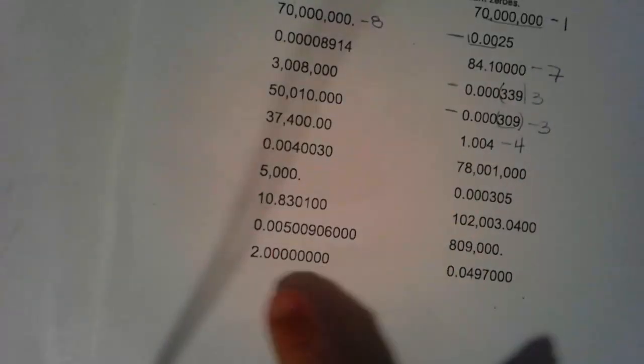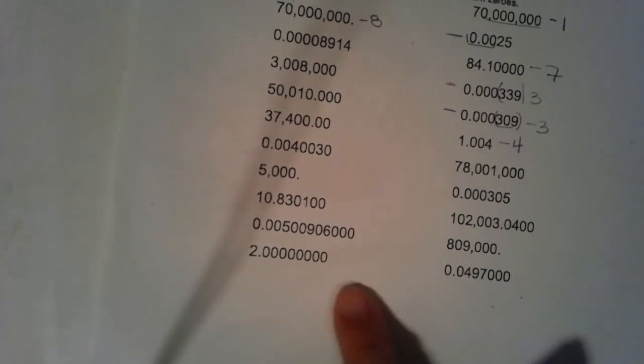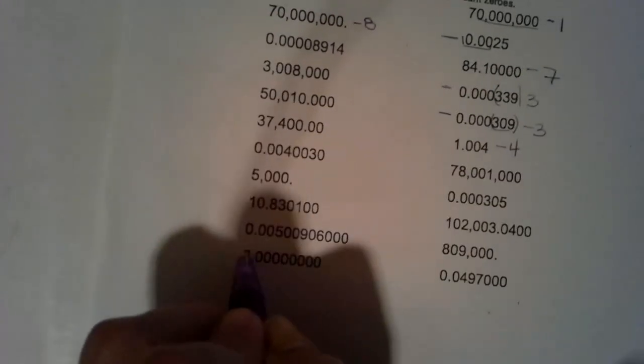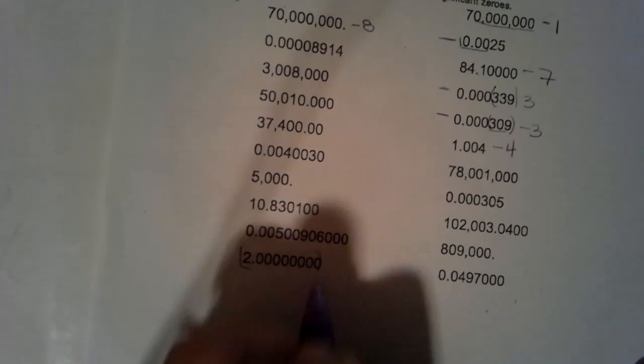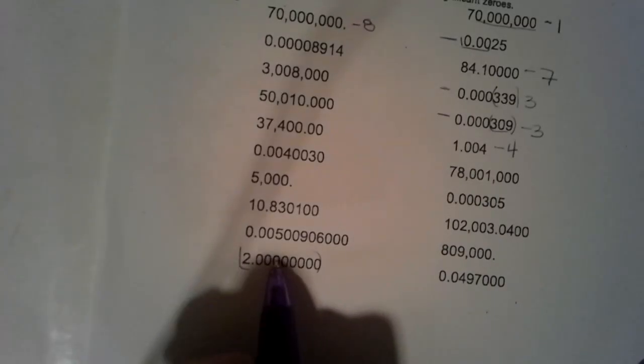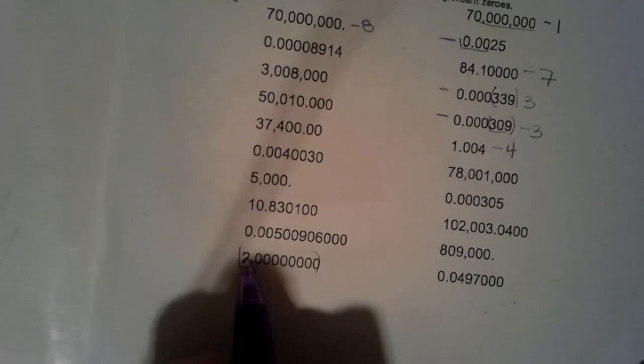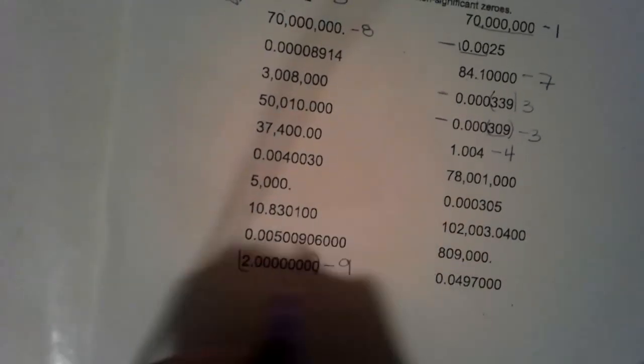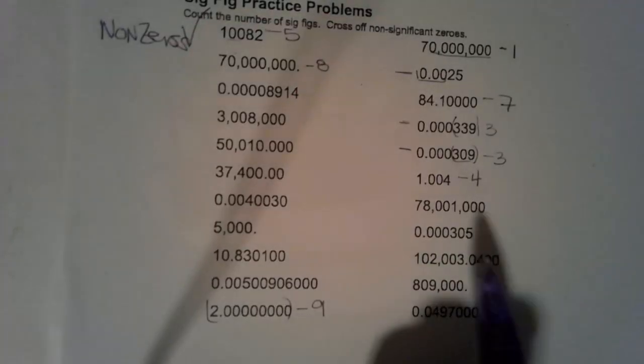Okay, it's when you have the decimal and they're at the end, these are all significant. All of these are. So there's going to be 1, 2, 3, 4, looks like 8, and then the 2 here, so that's a total of 9. Okay, so I'm hoping I'm giving you a lot of examples.